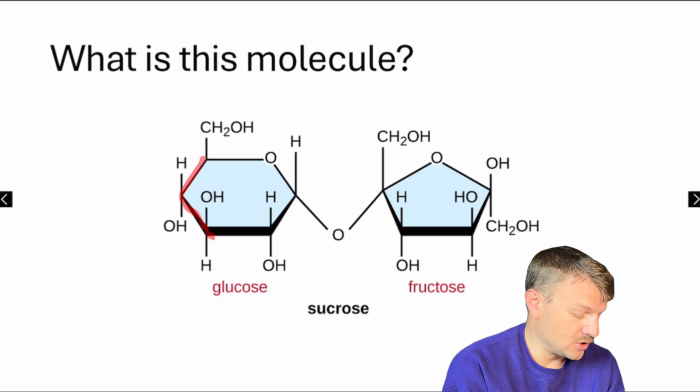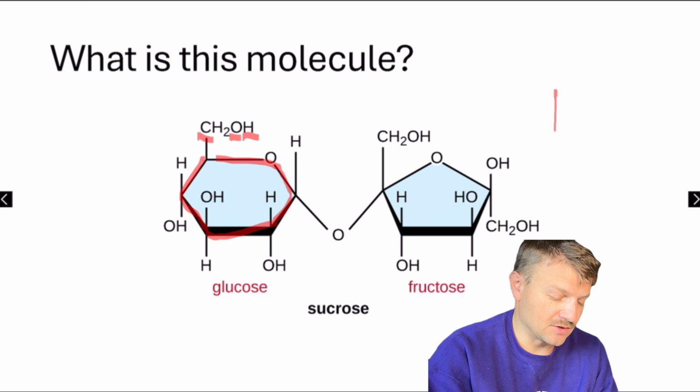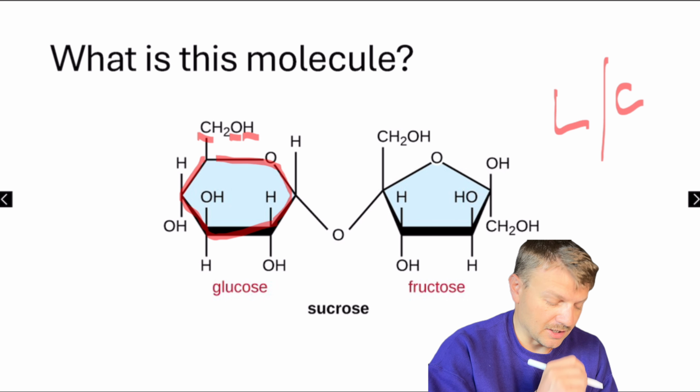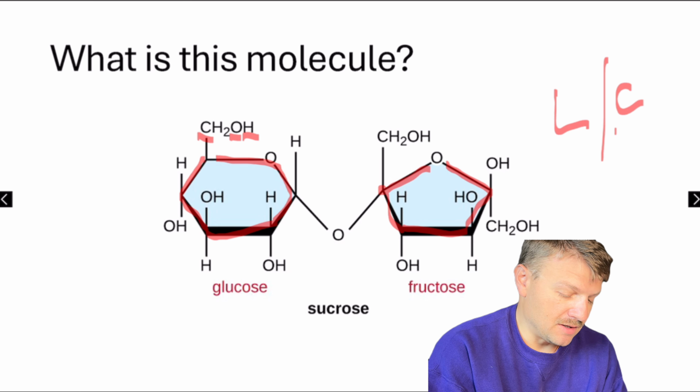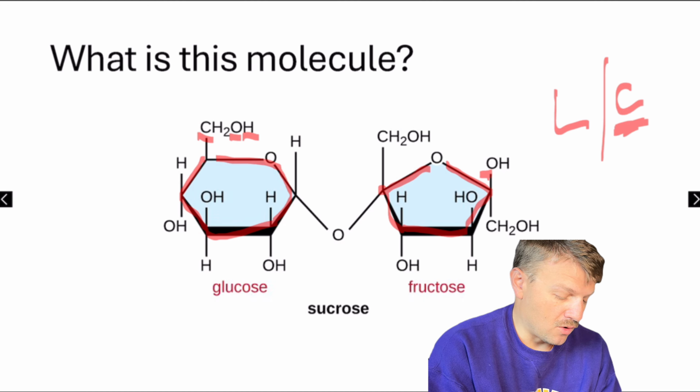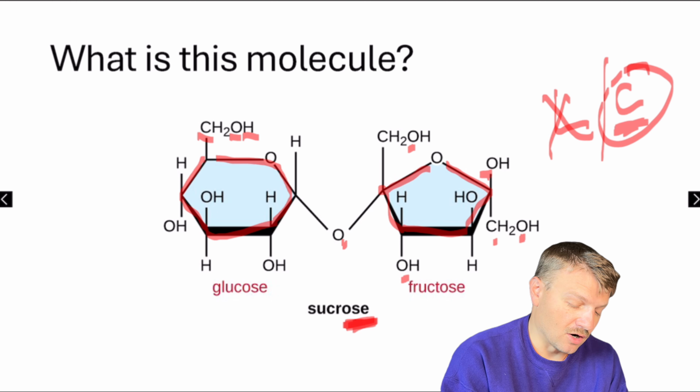So we have two of these ring structures with carbon, oxygen, and hydrogen. We don't see any nitrogen or phosphorus, so that means it can only be a lipid or a carbohydrate. The ring structures here that are bonded together make me think it's a carbohydrate. There's a lot more oxygen than would be found in a lipid, so let's scratch that out. You can see the sucrose name here ends in ose. That means it's definitely a carbohydrate.